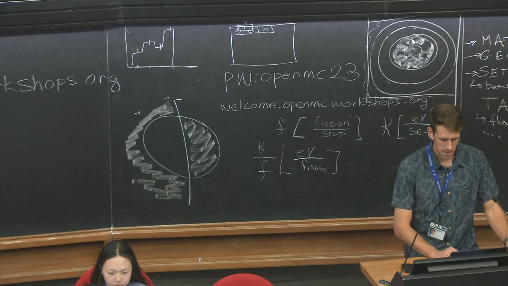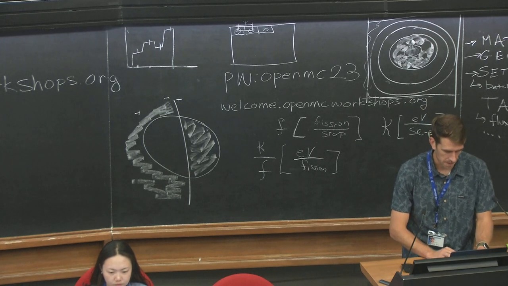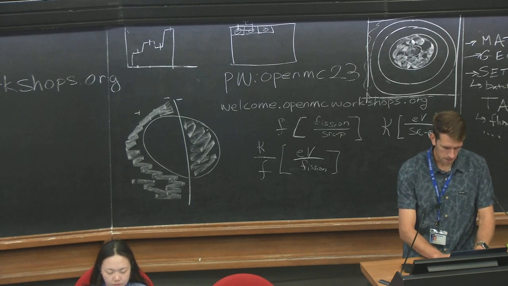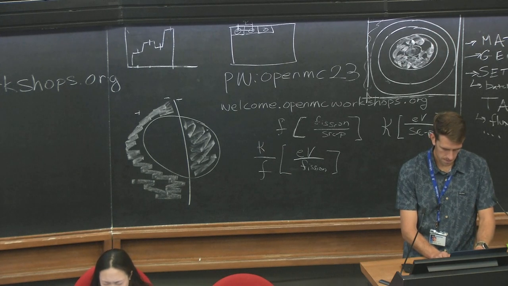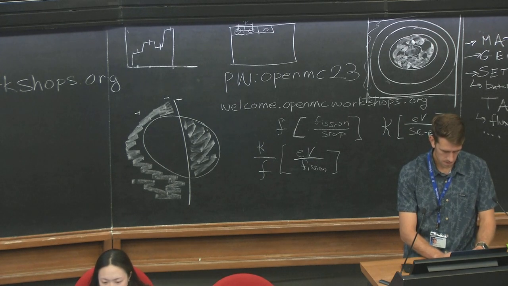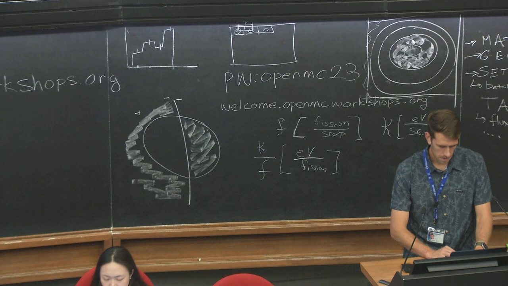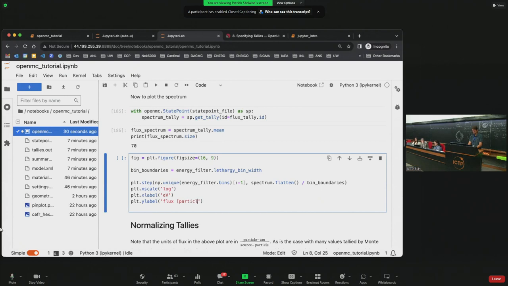We're going to do a semi-log plot. So we want to make sure that we're looking at our energy spectrum on a log scale because it varies over a huge number of orders of magnitude. And then let's go ahead and do a couple of labels. X label. Flux. And we want to note that this is really in particles per centimeter squared per source particle.